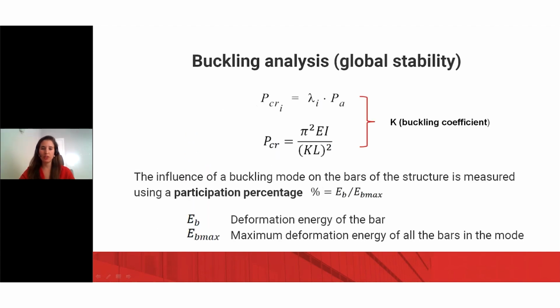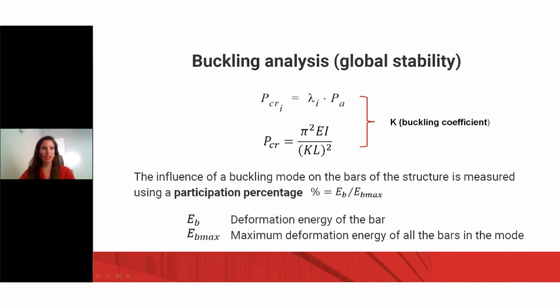As we know, the critical buckling load, the one that would make the buckling of the structure, can be also calculated as this. So using these two formulas, the software is able to assign the buckling coefficient to the bars automatically. So we run this buckling analysis, and after it, you can automatically let the software choose the buckling coefficient for the bars.